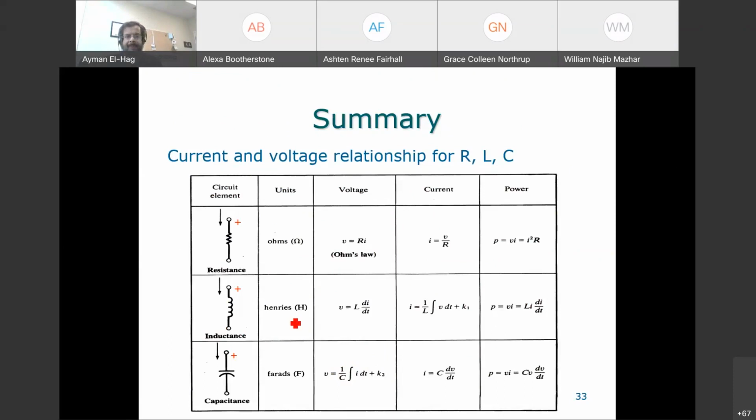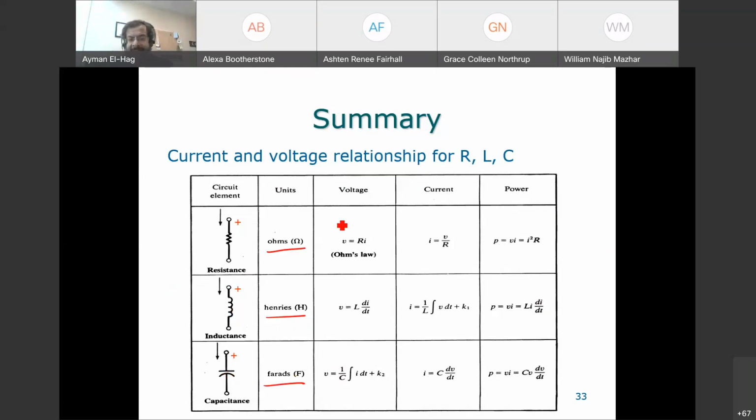Now these are all the passive elements that we have so far. We have a resistance, we have an inductance, and we have a capacitance. The resistance is in ohm, inductance in Henry, capacitance is in farad. Now there is a relation that governs the voltage with the current.